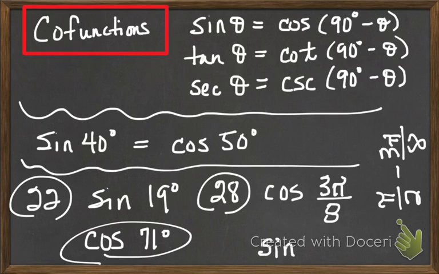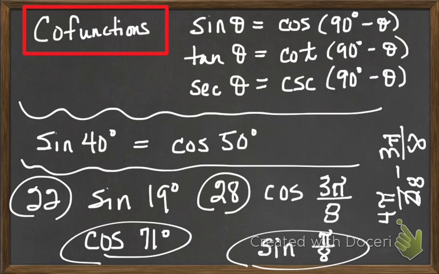You'll find a common denominator. That's going to be 8. So pi over 2 is really how many 8s? 4 over 8. So 4 pi over 8 minus 3 pi over 8 would just be pi over 8. So sine of pi over 8 would be equal to cosine of 3 pi over 8.